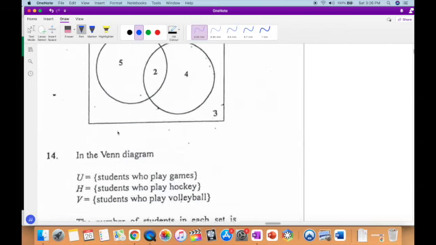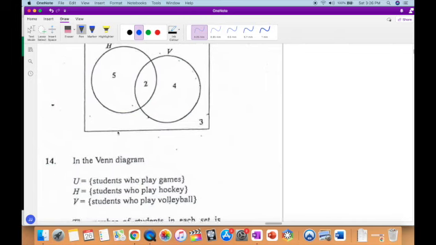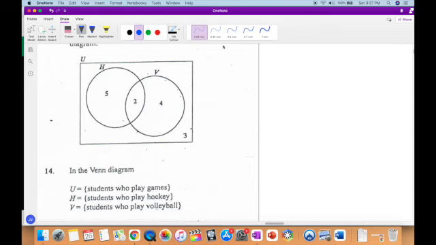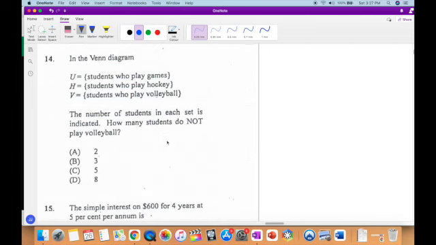So item 14 refers to the following Venn diagram. In the Venn diagram, U shows the students who play games. So the U is the full total universal set, where H is the students who play hockey, V is the ones who play volleyball, and we can see that they intersect. The number of students in each set is indicated.